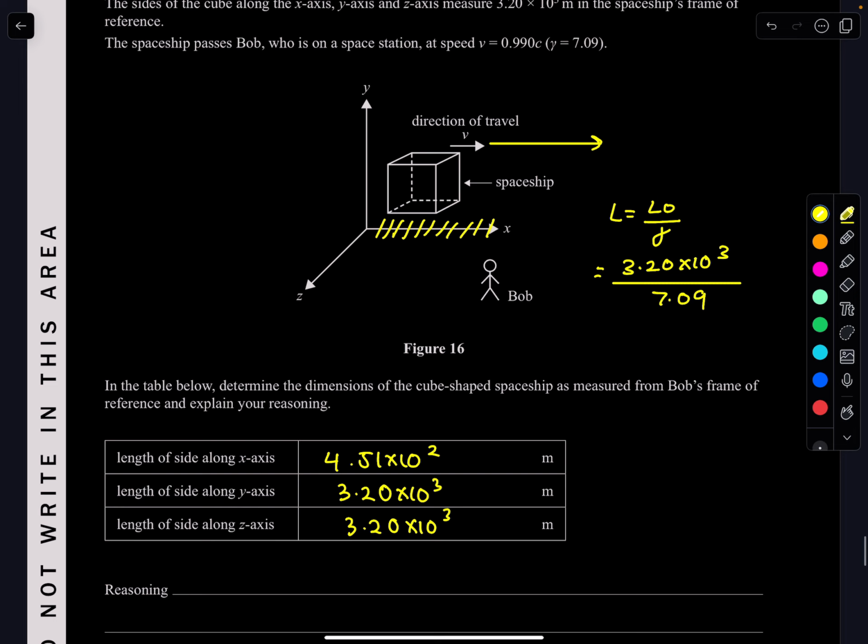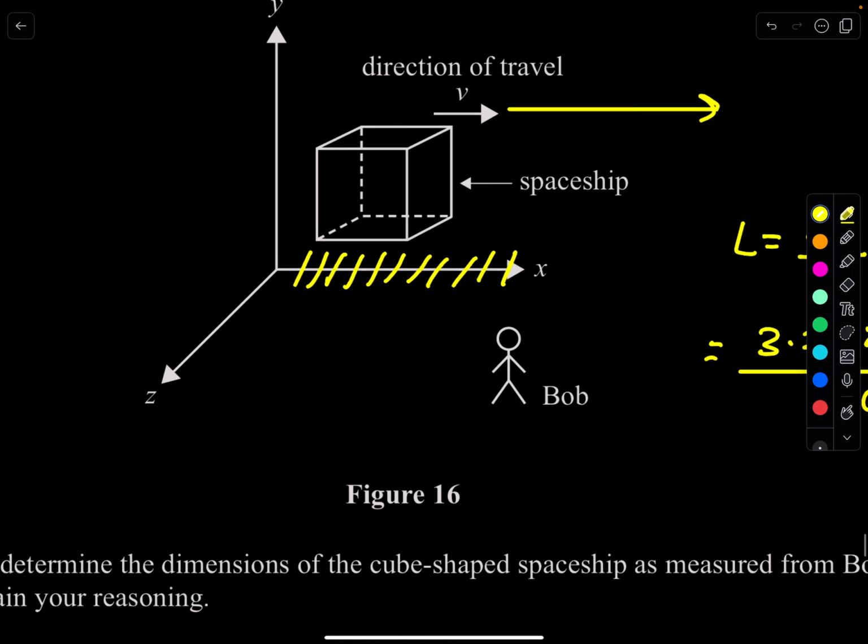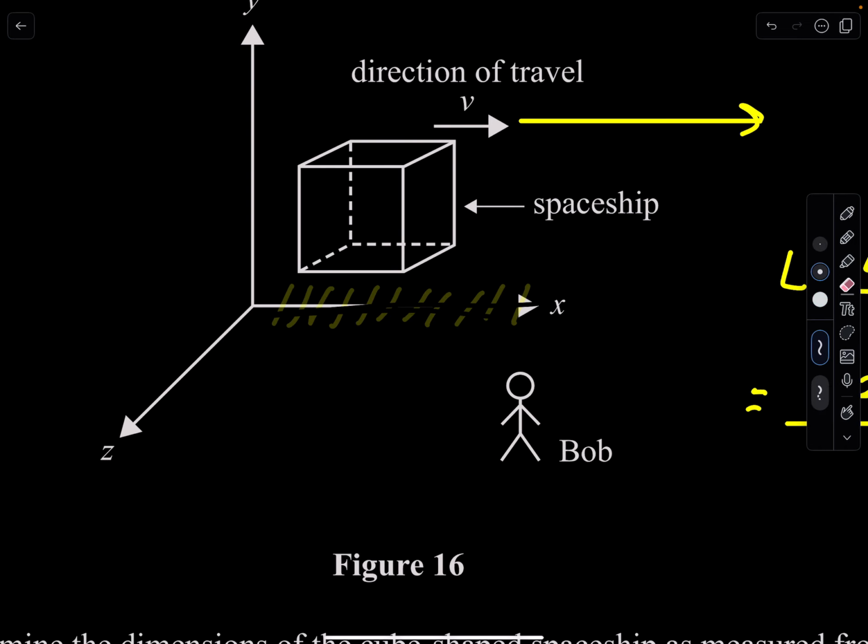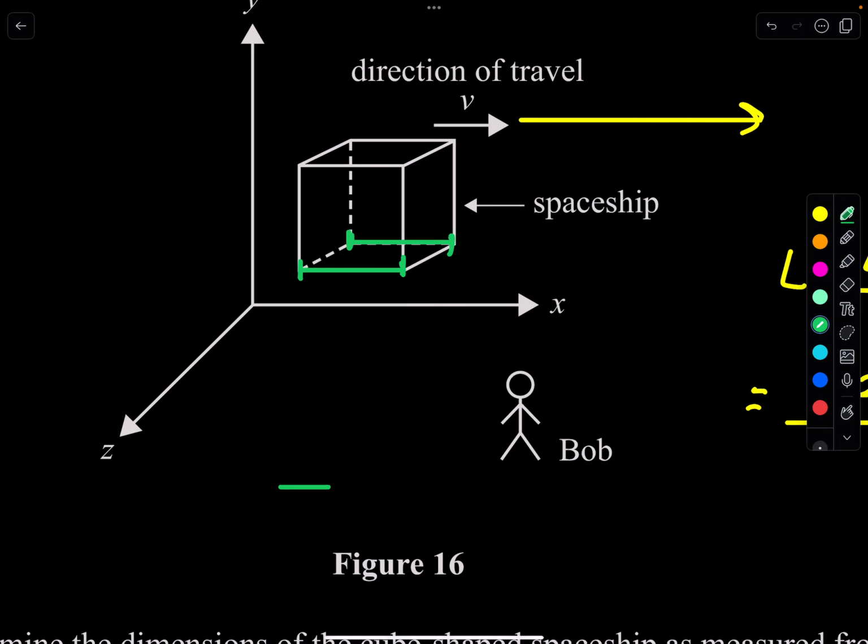So these lengths that are parallel to the x-axis are going to be contracted. This part here is going to be contracted. This also is going to be contracted. And this. So how would it look? It will look like this. It will kind of shrink. So it looks like this. The other ones are the same height. This is also the same height.